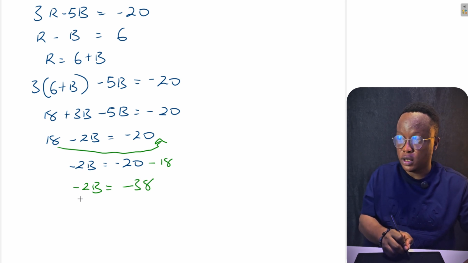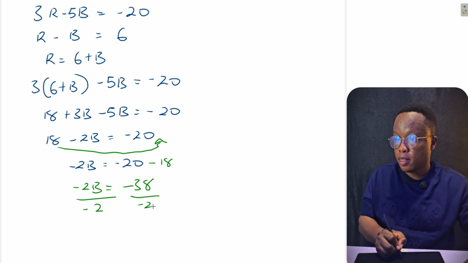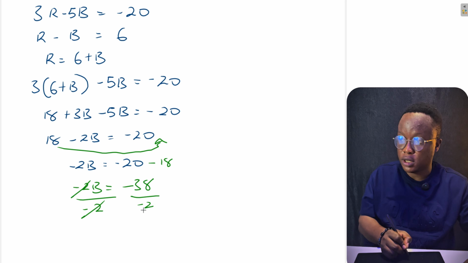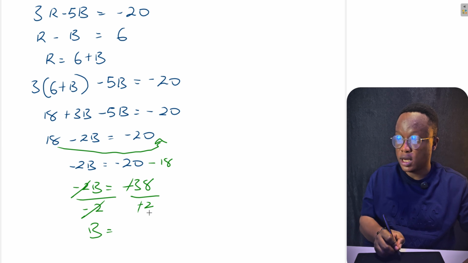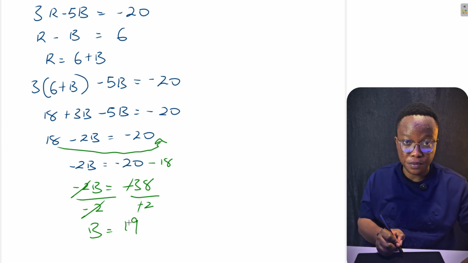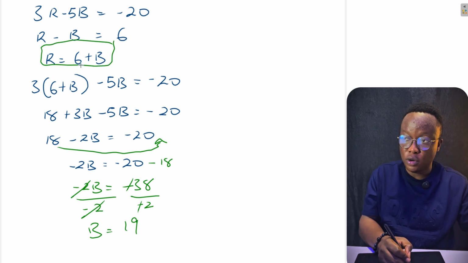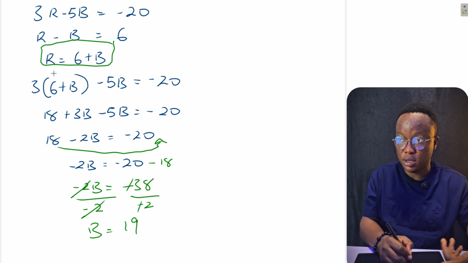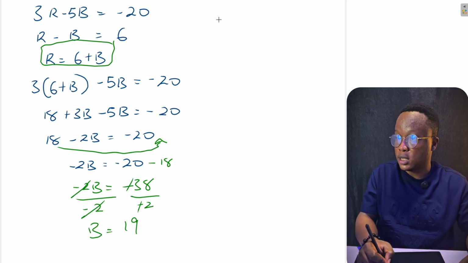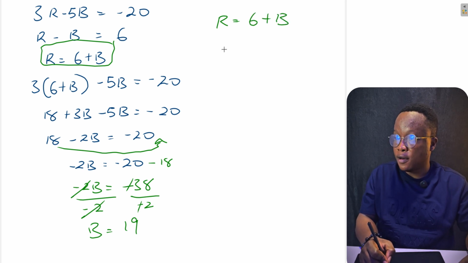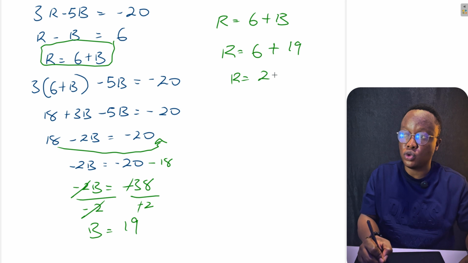To isolate b, we have to divide both sides by negative 2. Negative 2 will cancel negative 2, and negative will cancel negative. We know that b is equal to 38 divided by 2, which is 19. All right. So once we have that, remember this equation. We already know that Rob is equal to 6 plus Brandon's age. r is equal to 6 plus b. So r is now equal to 6 plus 19. r is equal to 25.